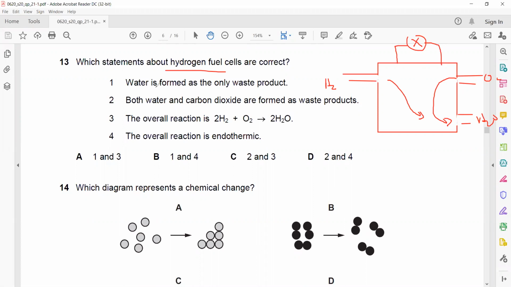So which statements are correct? Water is formed as the only waste product. That's true. Both water and carbon dioxide. That's wrong. The overall reaction is hydrogen plus oxygen gives water. That's true. The overall reaction is exothermic, because it is producing energy. If it is producing energy, it cannot be endothermic. It is exothermic. That's why A is the right answer.